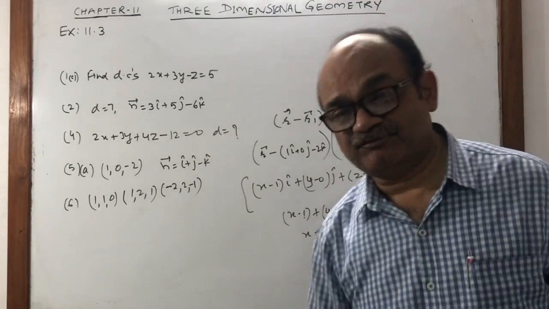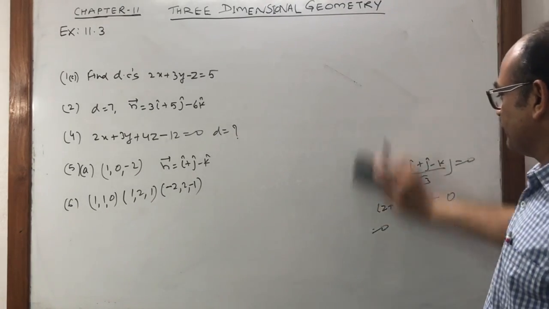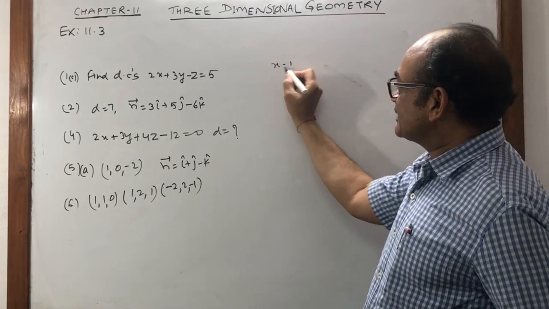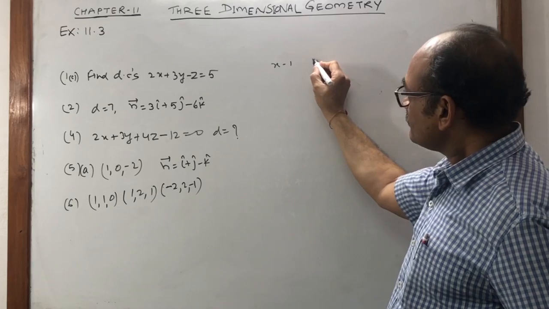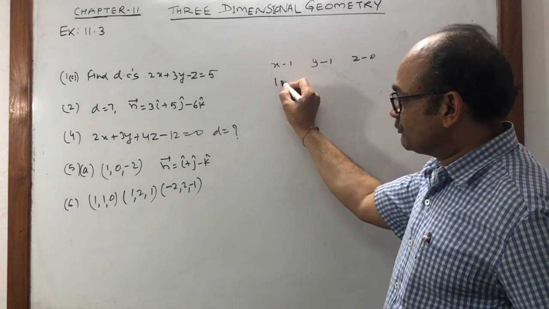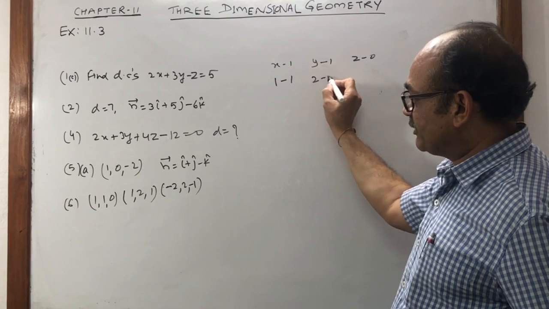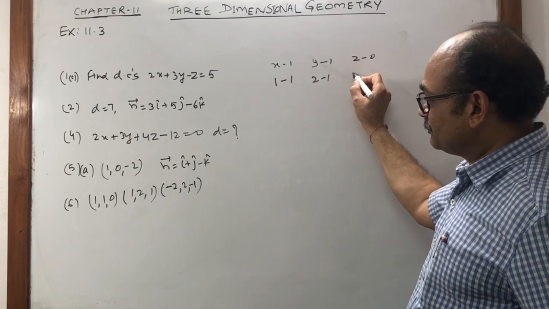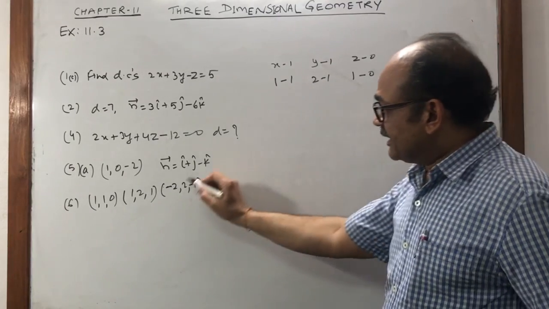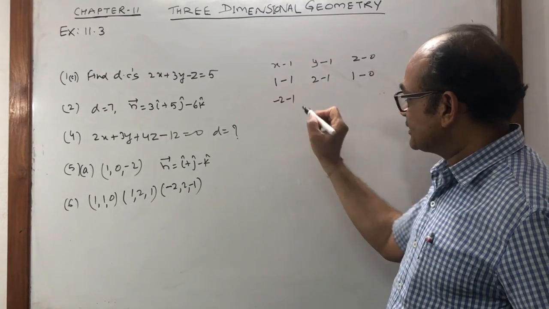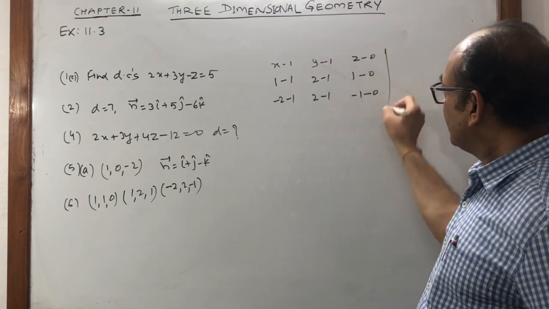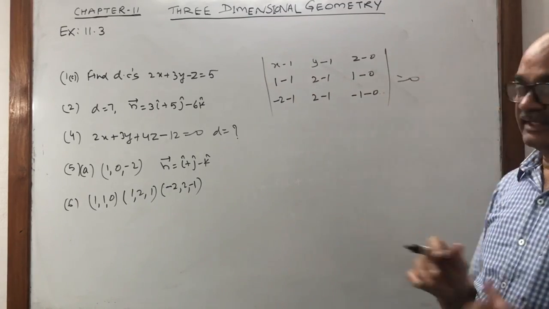Last is the 3-point formula. And the 3-point formula means using a determinant. So first we write x minus x1, y minus y1, z minus z1. Then x2 minus x1, y2 minus y1, z2 minus z1. Next is x3 minus x1, correct? And you have to solve this determinant and get the answer.